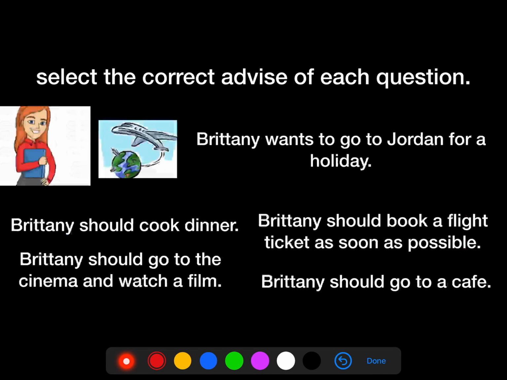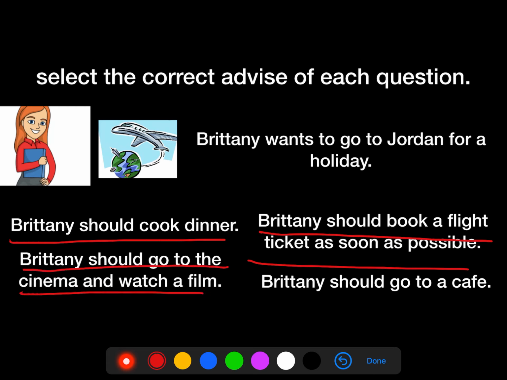Number 4. Select the correct advice of each question. Let's read the sentence. Brittany wants to go to Jordan for a holiday. So which is the correct advice for Brittany in this context? 1. Brittany should cook dinner. Brittany should book a flight ticket as soon as possible. Brittany should go to the cinema and watch a film. Brittany should go to a cafe.